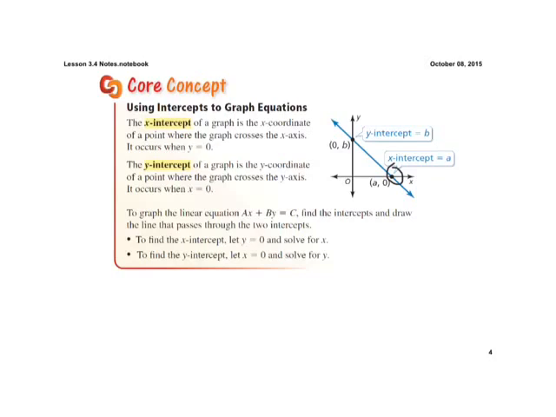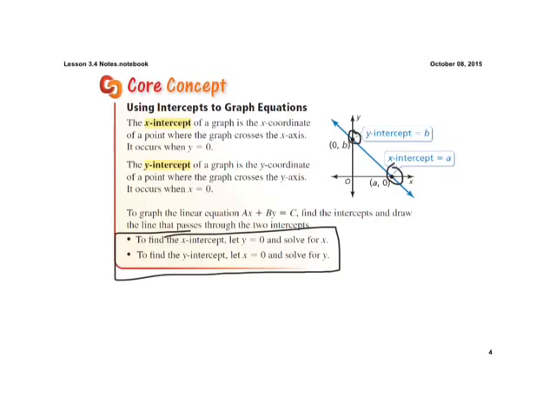Now the y-intercept is just the opposite. It's where our line crosses the y-axis, and our x-coordinate is 0. Notice here our x-coordinate is 0. So to graph using intercepts, we have to find both the x-intercept and the y-intercept.